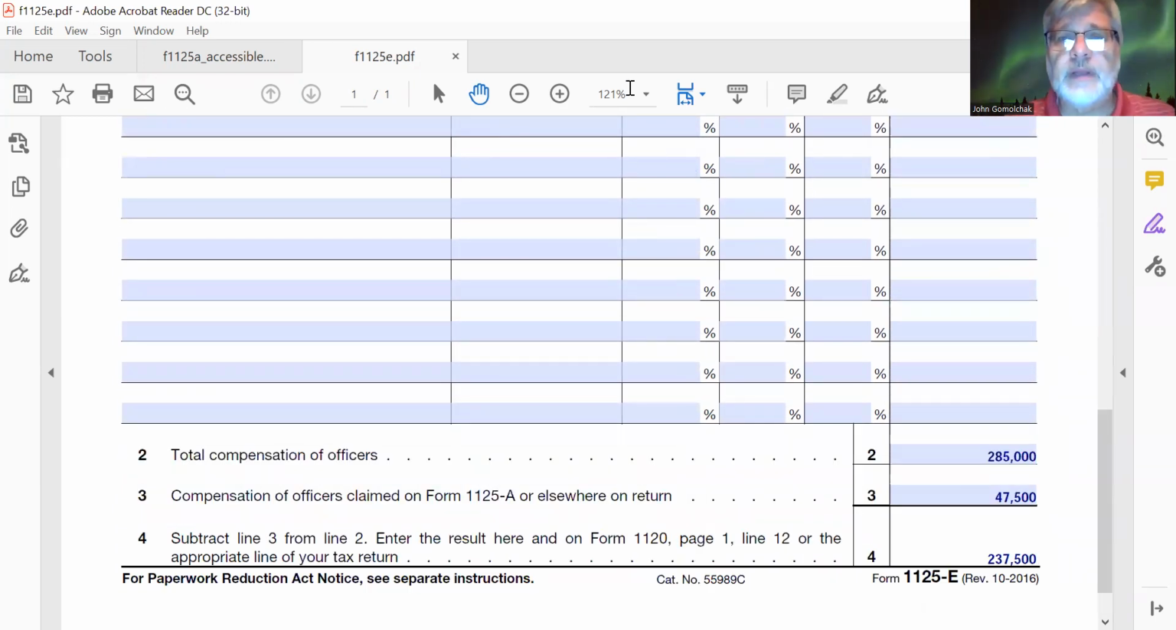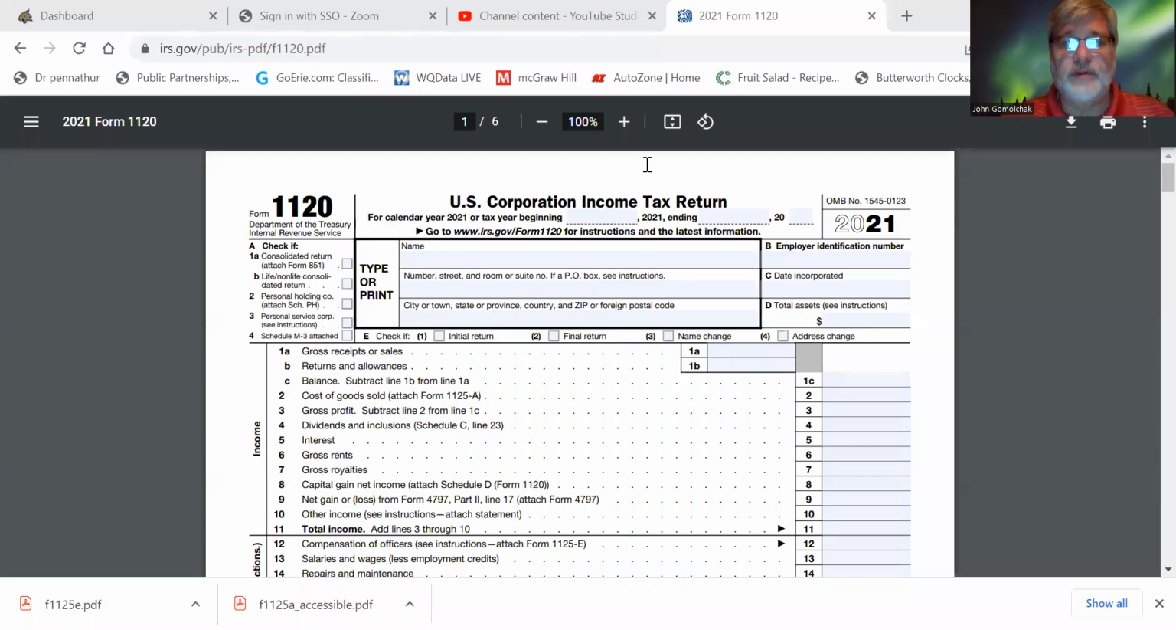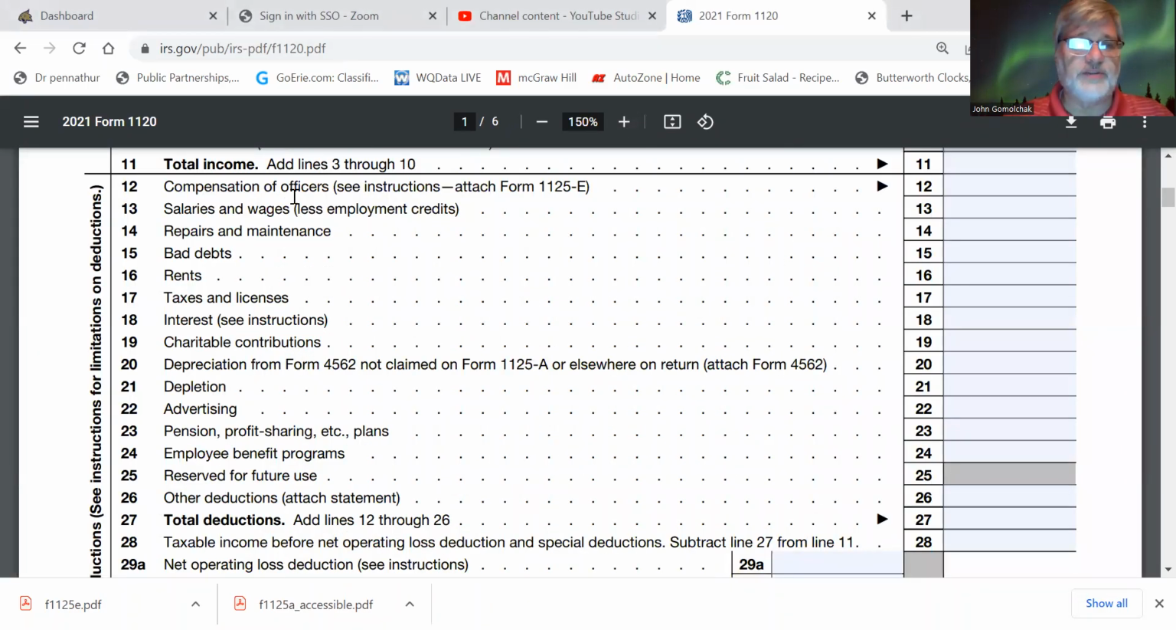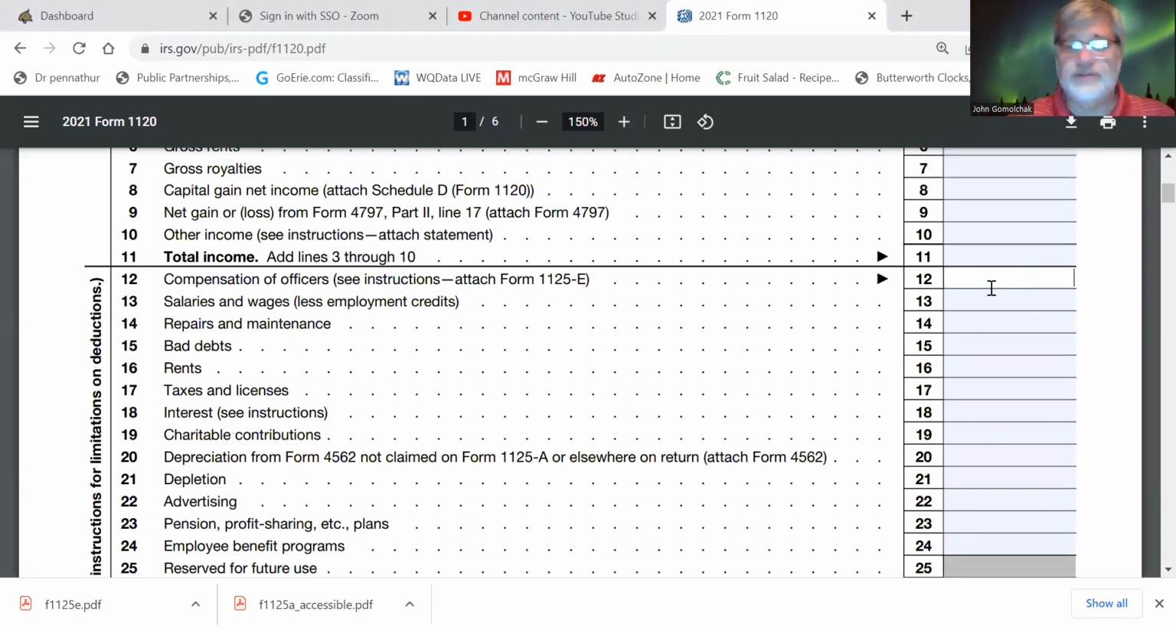So let me stop sharing for a second. Let me go back to picking up an 1120. Let's see if I can share the 1120. So this becomes compensation of officers, line 12 on the 1120, attached form 1125E. So $237,500 will end up on line 12 there.